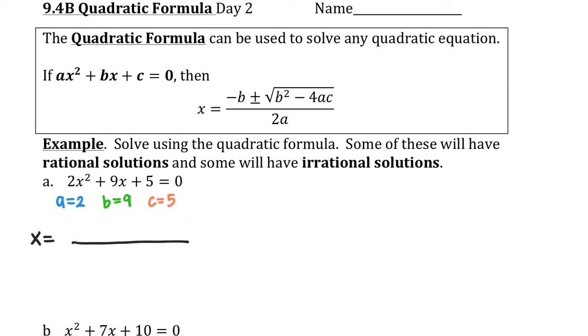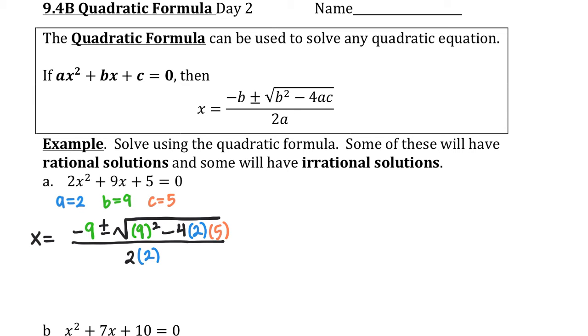We start with negative b, so this will be negative, what is b? B is 9, so negative b is negative 9 plus or minus the square root. Then in the radical we have b squared. B is 9, so 9 squared minus 4 times a times c. Then our denominator, all over 2a. First step's hardest, remember.